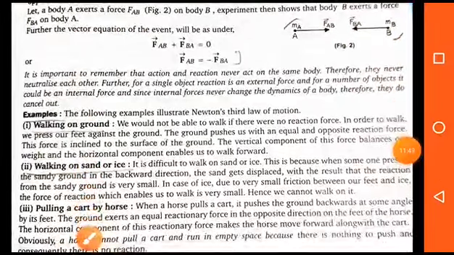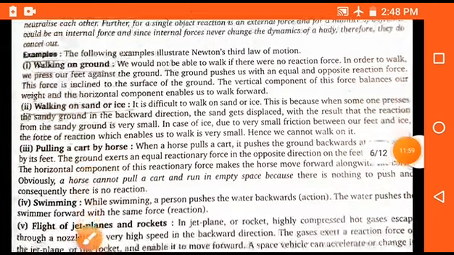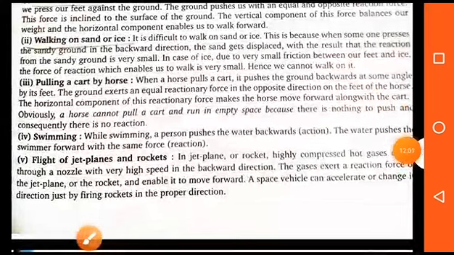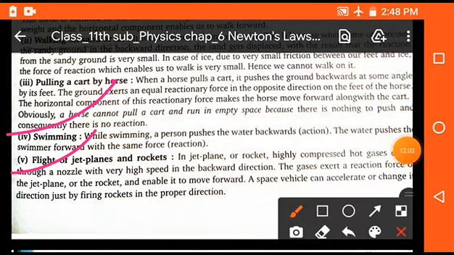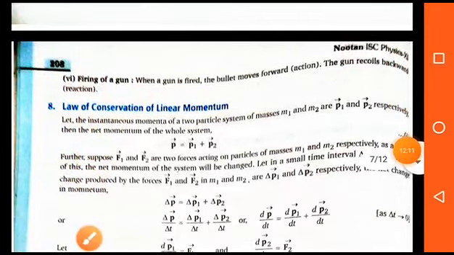Now some examples of Newton's third law of motion. Walking on the ground, walking on sand or ice, pulling a cart by a horse. These are examples of Newton's third law of motion. Swimming, flight of jet planes and rockets. These are also examples of Newton's third law of motion.